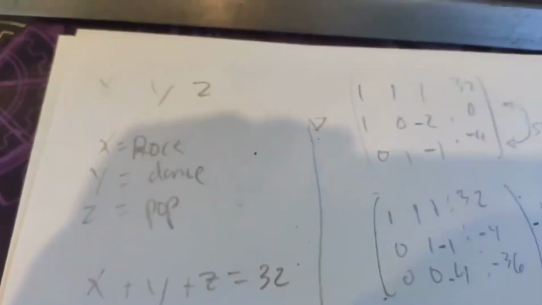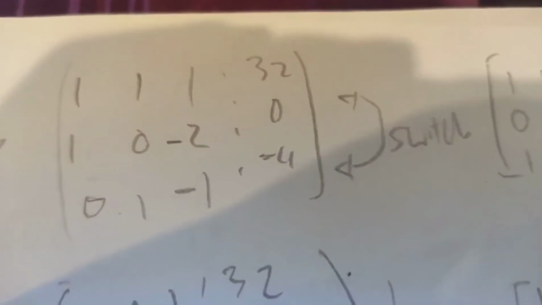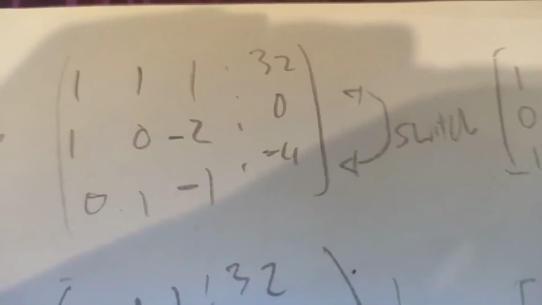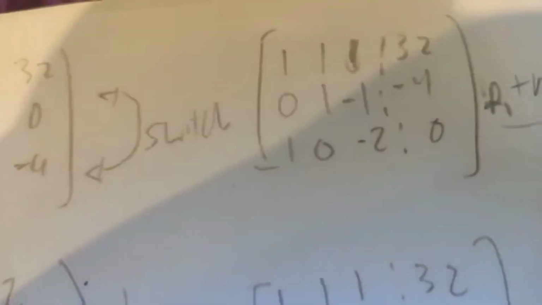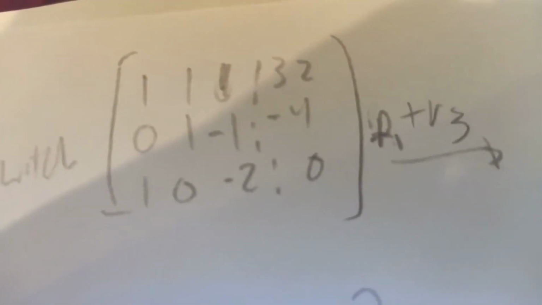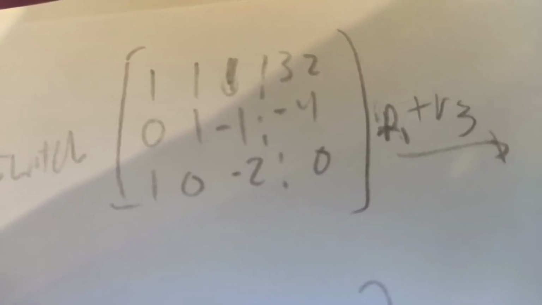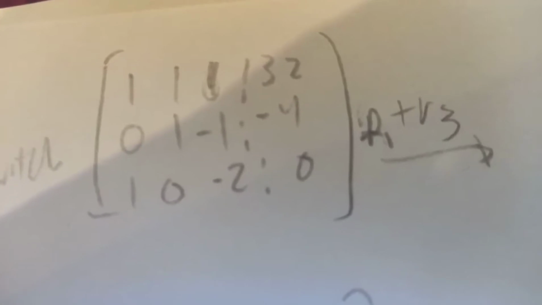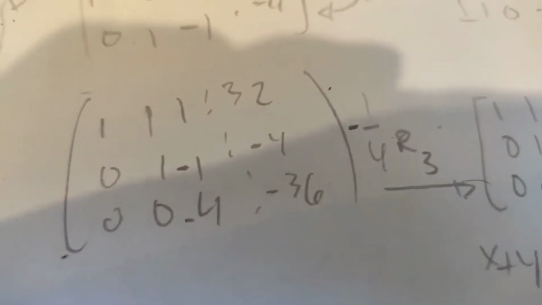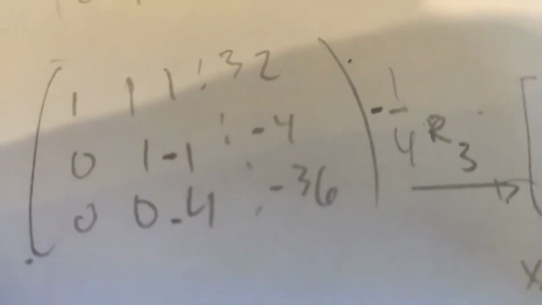Now we make an augmented matrix from those. So we get 1, 1, 1, 32, 1, 0, negative 2, 0, 0, 1, negative 1, negative 4. We switch row 2 and row 3 to make it easier. Then we use elementary row operations to make it into row echelon form. So we do negative row 1 plus row 3. So we get that. Then we do negative 1/4 row 3.